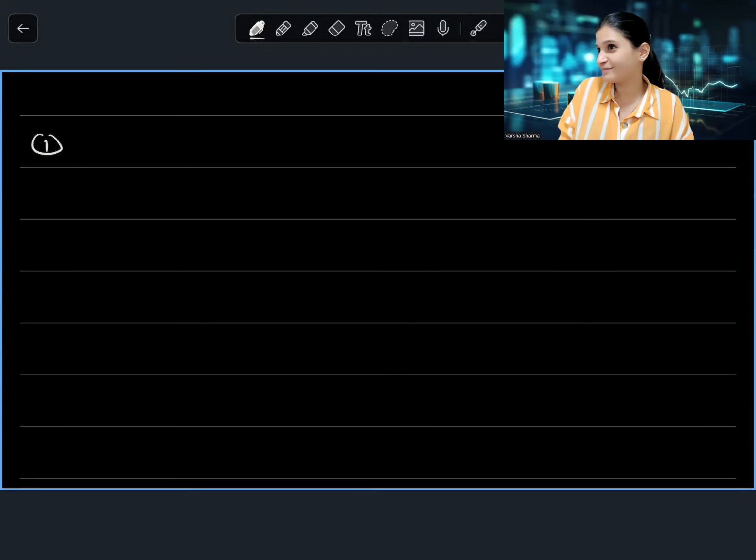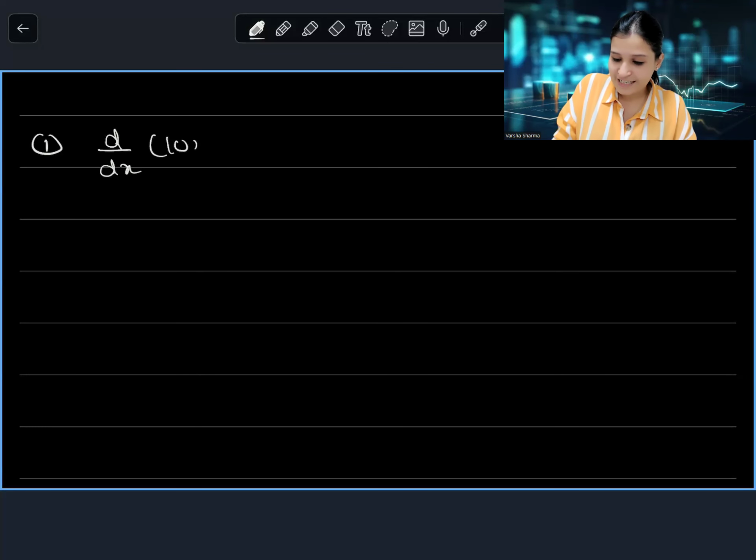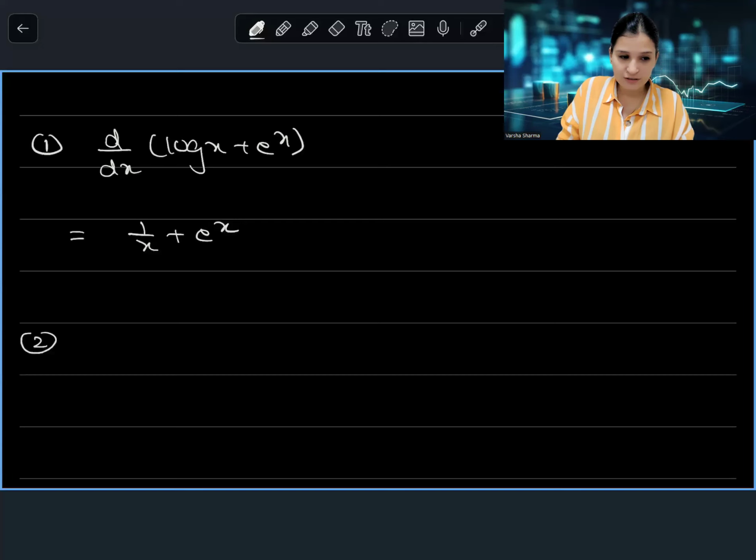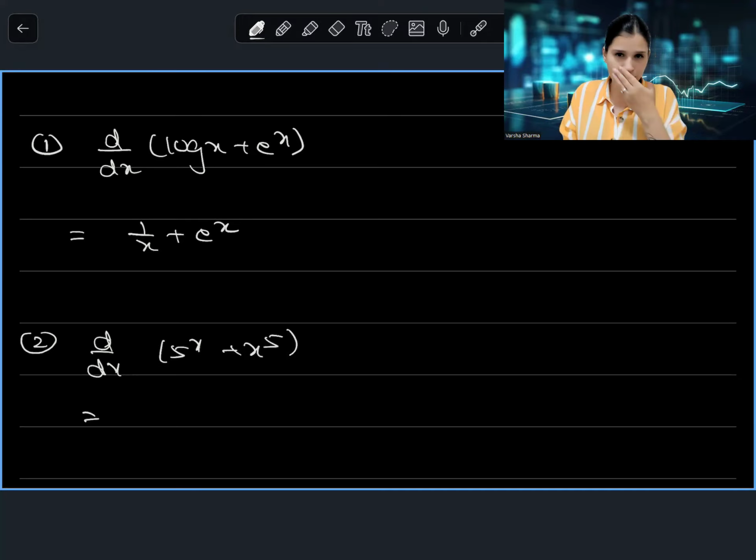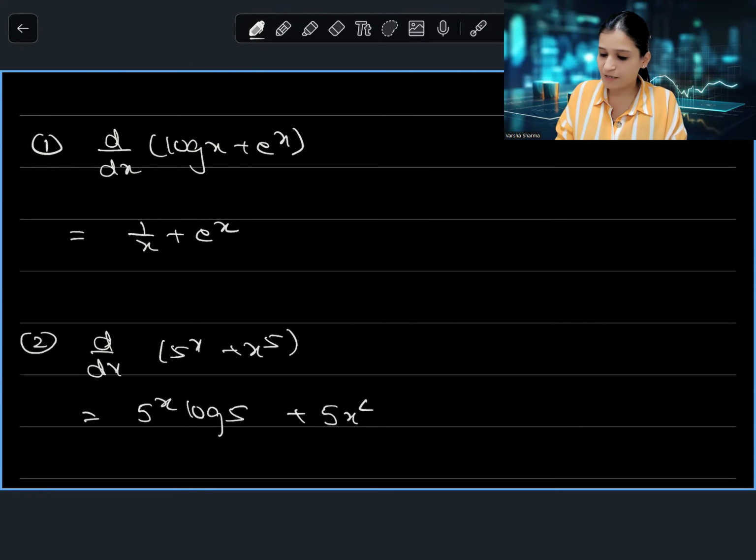Ma'am, 1 by x plus e power x. d/dx of log x plus e^x. So individually, differentiation of log x? 1 by x. Very good. Next, differentiation of 5 power x plus x power 5. 5 power x log 5 plus 5 x to the power 4. Very good. 5 power x into log 5 plus 5 x to the power 4.